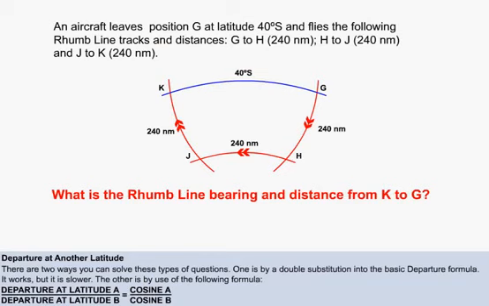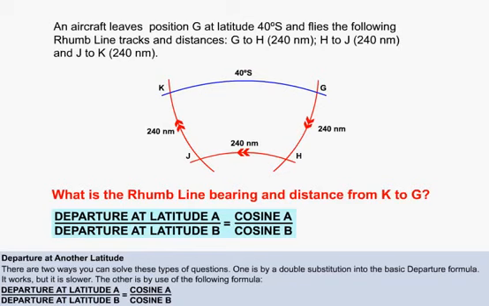There are two ways you can solve these types of questions. One is by a double substitution into the basic departure formula. It works, but it's slower. The other is by use of the following formula. Departure at latitude A divided by departure at latitude B equals cosine A over cosine B. The new formula is quicker. Let's do the question both ways. Firstly, by using a double substitution into the basic departure formula, and then secondly, by using the new method. You should then see the advantage of the new formula.